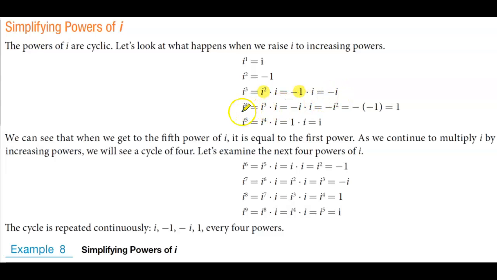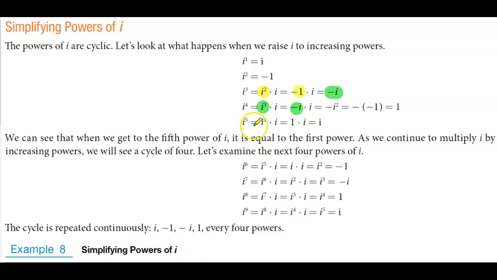Next we have i to the 4th, which can be broken down as i cubed times i. So if we go back to what i cubed is, -i, we can replace i cubed here with -i, times positive i gives you -i squared, and that is a negative times i squared, which is -1, which gives you +1.